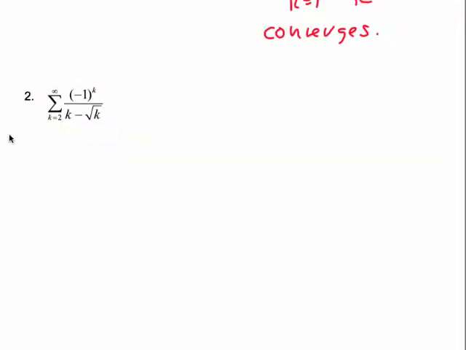Here's another example. If k starts with 2, my denominator would be 2 minus root 2, which would be a positive number, and my sign on that term would start off being positive. My next term would then be negative, positive, so I do have an alternating series. So the first thing I need to do is check that my terms here are decreasing. I think I can see though that if k increases, this will become bigger than this, and so my denominator is going to continue to get larger, and so my terms should decrease.